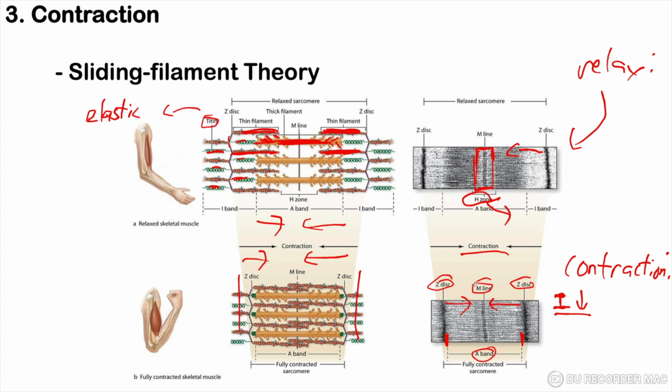Yung sarcomere mo, yung entire sarcomere mo, tumiliit din. Katulad din ni I. Si H-zone mo, nawawala din, umiikli or nawawala. Pero si A-band mo, stay the same. Si Z-disc mo, M-line, parehas lang yan. Okay ba?